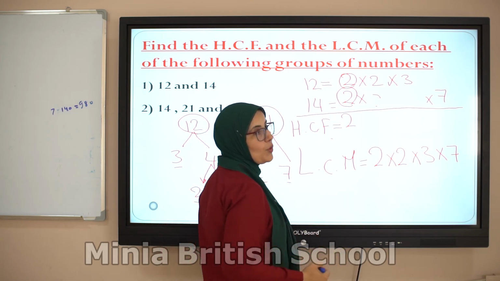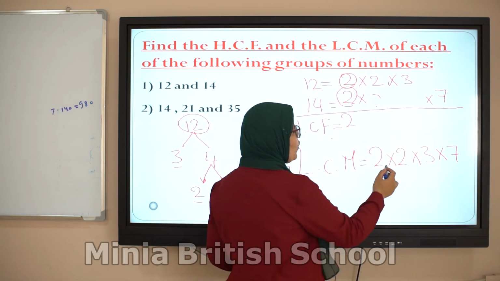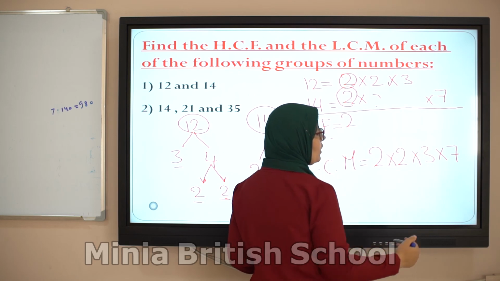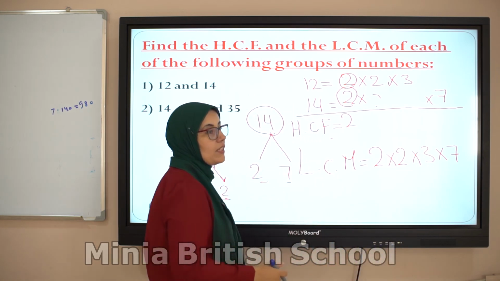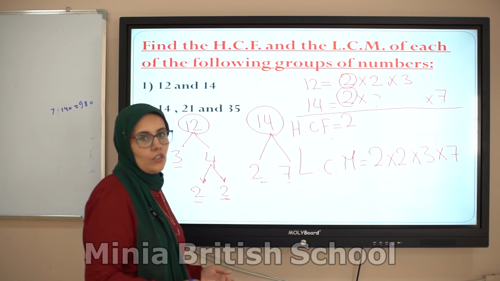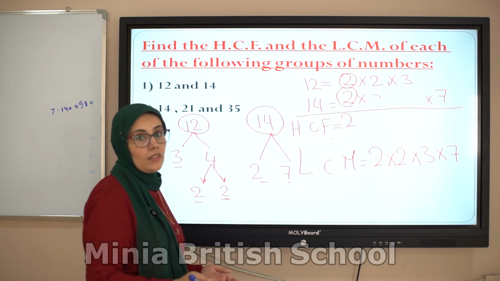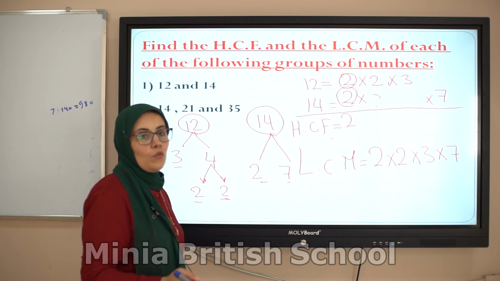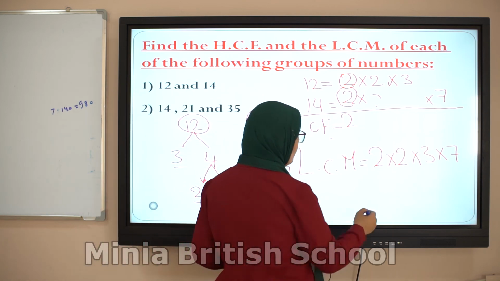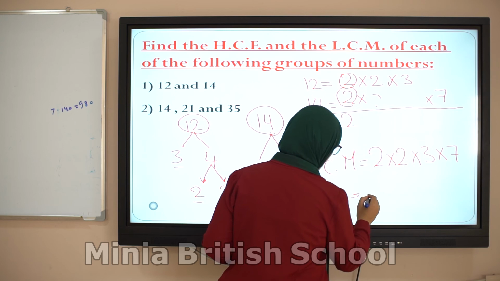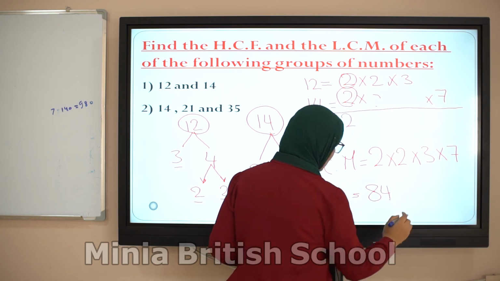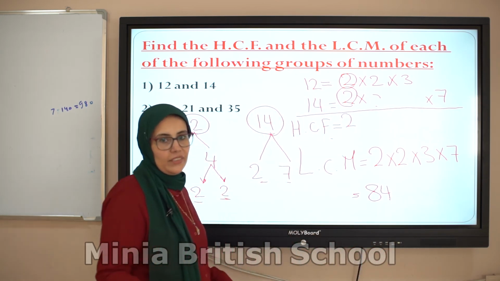So the lowest common multiple here equals 2 times 2, which gives 4. 4 times 3 equals 12. 12 times 7 equals what? Actually, it's a large number. But it equals 48. I'm sorry, 84. It equals 84. Okay?